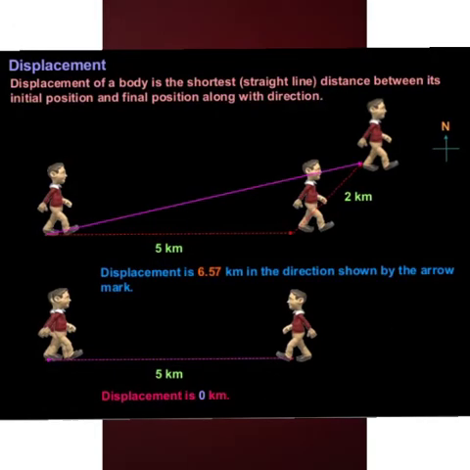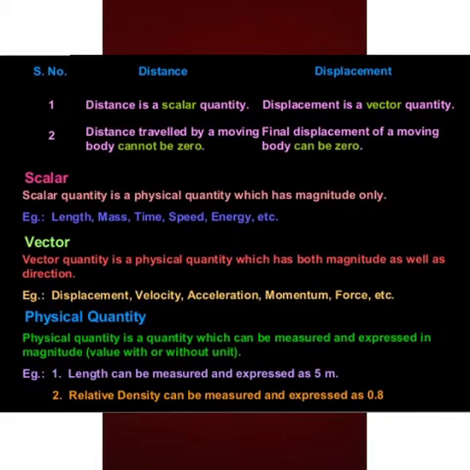Now what is displacement? It is the shortest distance between its initial position and final position along with direction. And the SI unit for both displacement and distance is meter. Now see the difference between both of them. Distance is a scalar quantity and displacement is a vector quantity. And distance traveled by a moving body cannot be zero, but the final displacement of a moving body can be zero.